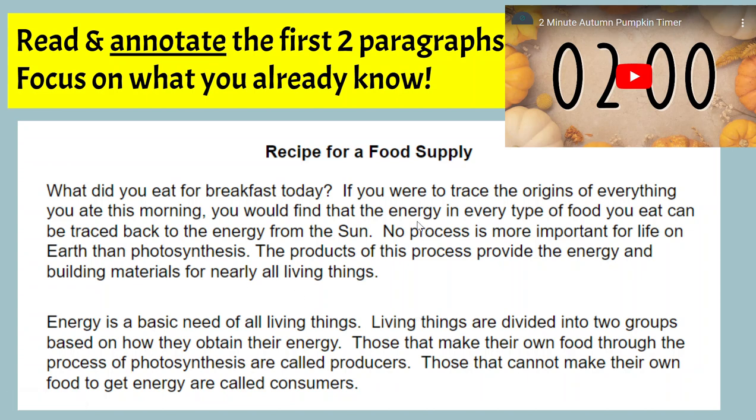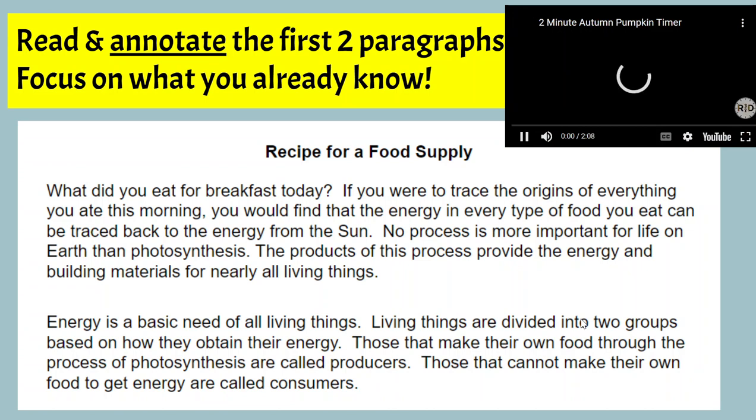In the next paragraph, energy is a basic need of all living things. Living things are divided into 2 groups based on how they obtain their energy. Those that make their own food through the process of photosynthesis are called producers. Those that cannot make their own food to get energy are called consumers. Well, I might put an exclamation point by producers and consumers because I know this from our last labs. So sometimes when I'm annotating, I'm just acknowledging things I already know, and sometimes I'm making a mark by something I want to know more about.